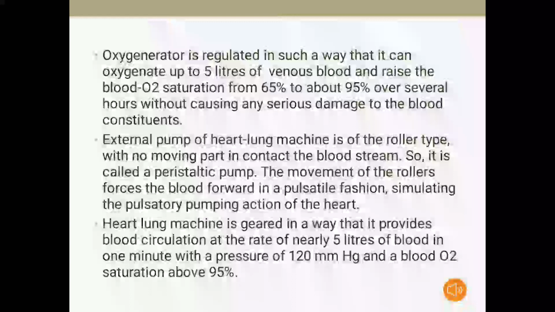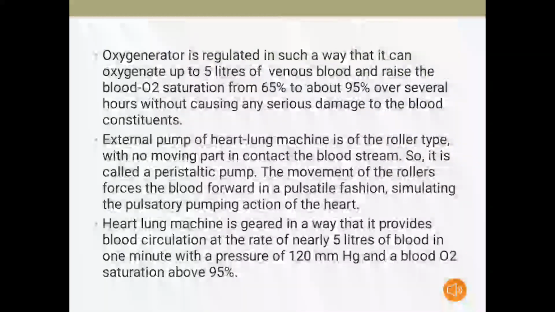Oxygenator is regulated in a way that it can oxygenate up to 5 liters of blue blood and raise the blood oxygen saturation from 65 to 95%. Then the heart lung machine has an external pump which is of roller type with no moving part in contact with the bloodstream, and it is called a peristaltic pump. And the movement of rollers would help the blood to move in a pulsating fashion which is similar to the action of heart.